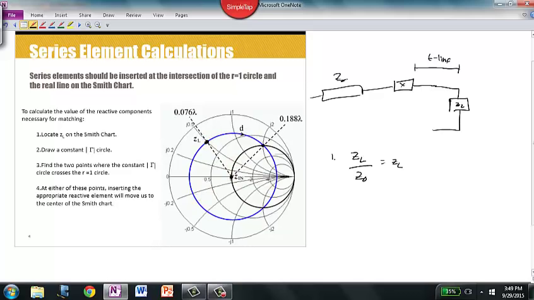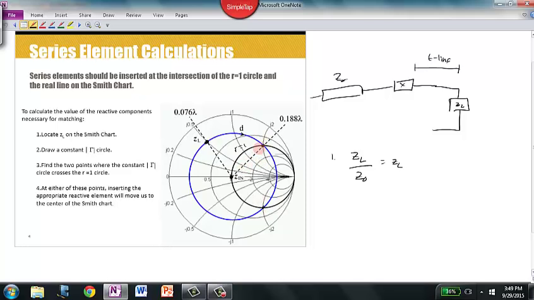Then what you're going to do is rotate around the operating circle, and find the point where the operating circle intersects with the R equals 1 circle. So we've got these real circles along the Smith chart. We're looking for this one that I've indicated in dark black, which is R equals 1. And we notice that the operating circle intersects the R equals 1 circle in 2 spots. In this case, at R equals 1 and X equals j2, and down here at R equals 1 and X equals minus j2.